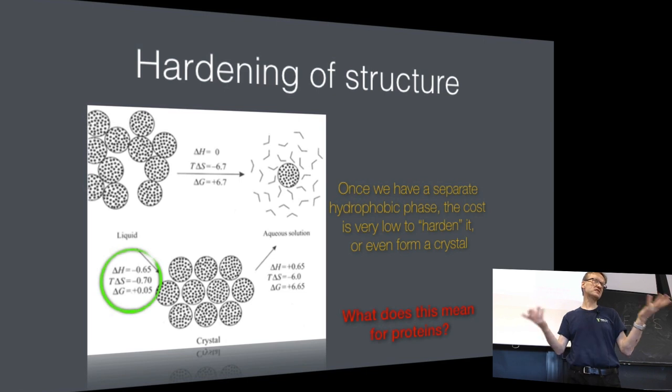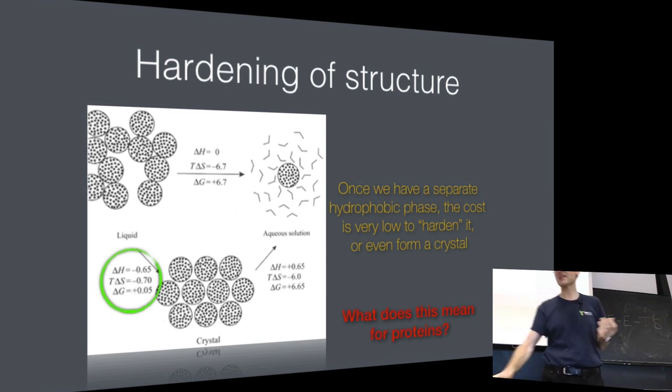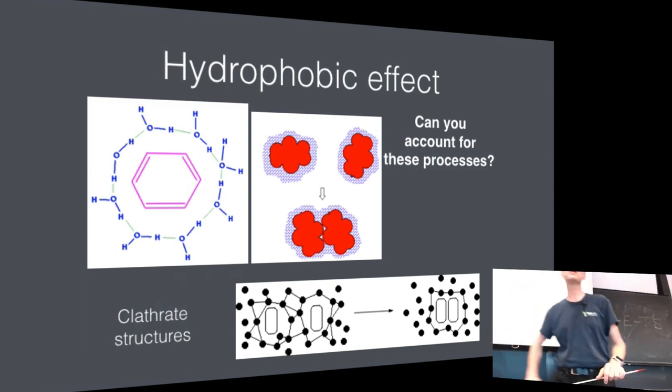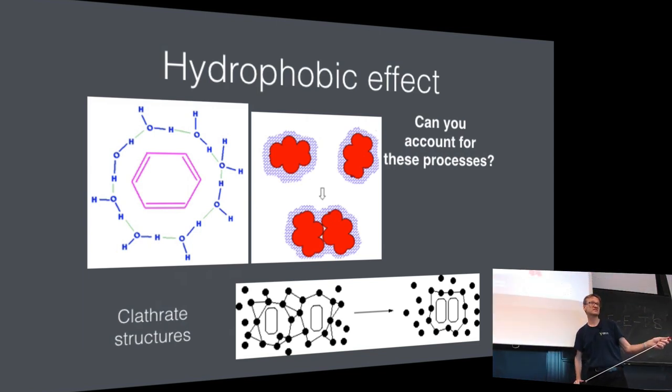So lots of the amino acid side chains in proteins, say tryptophan, which is basically an aromatic ring, isoleucine, leucine, are just hydrophobic. And just as if you put a benzene ring in water in isolation, this would form a clathrate structure, a network around it. And just as for oil, if you had two of these, I would need one structure around the left one and one around the right one.